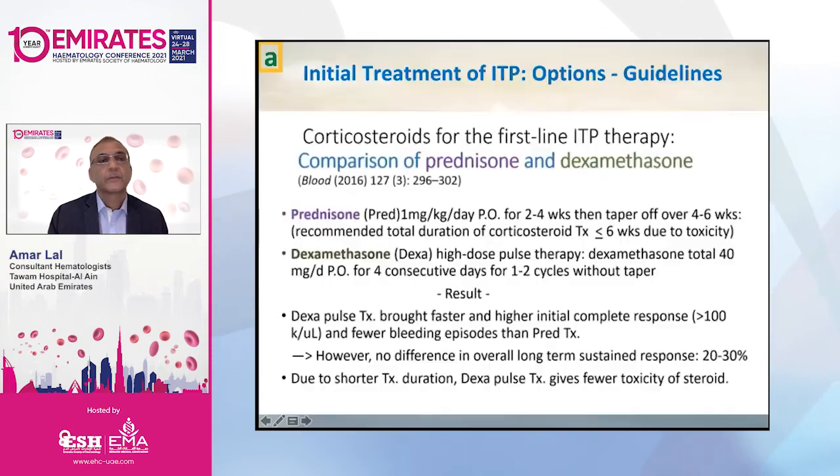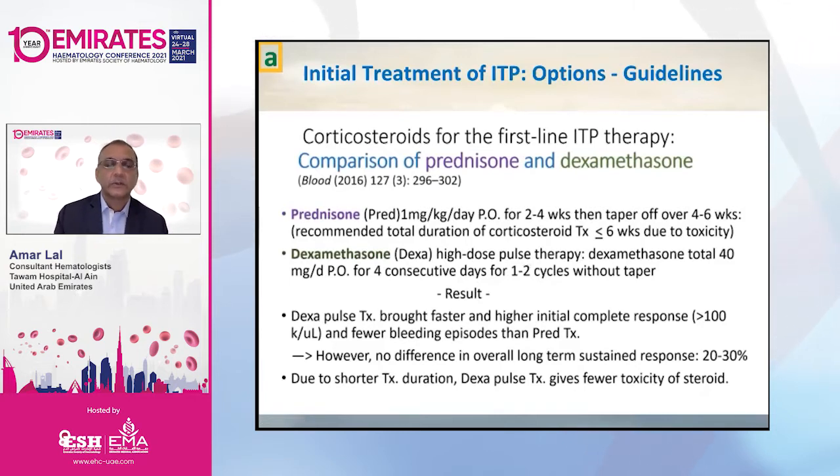For initial treatment, we have two choices, prednisolone and dexamethasone. Prednisolone dose is 1 mg per kilo per day over 2 to 4 weeks, then taper within 6 weeks. Dexamethasone is high dose, 40 milligrams, day 1 to day 4, and you can repeat 1 to 2 cycles. Both have the same efficacy, but dexamethasone gives a rapid response and has fewer side effects, so people sometimes prefer dexamethasone over prednisolone.